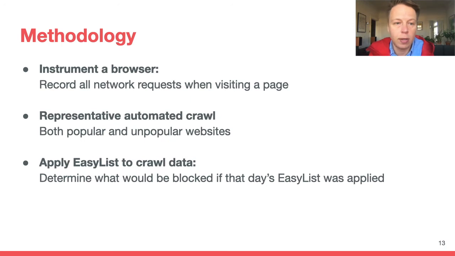First, we instrumented a browser. Then we selected a set of websites that we thought were representative of typical browsing behaviors. And then last, we applied EasyList to the resulting crawl data to understand what got blocked and what didn't. Now I'll step through each of these in turn.